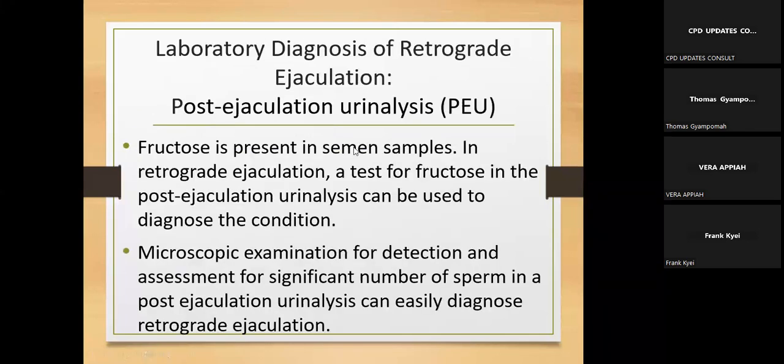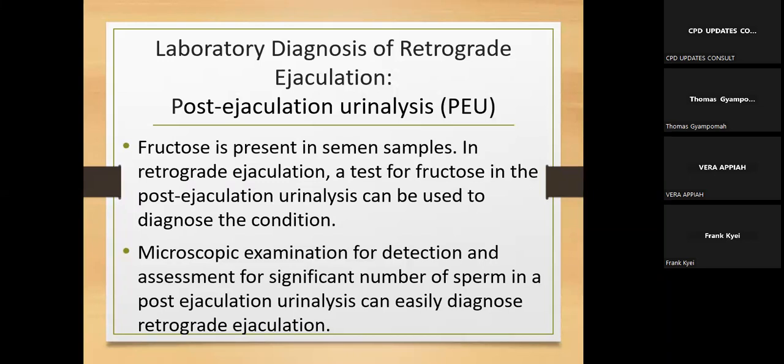All right. Then this is the area which we must take very good note of: laboratory diagnosis of retrograde ejaculation. All that we said above will give you a suspicion. The suspicion can come from the clinician, and can even come from an experienced laboratory scientist. Especially with this knowledge, you can easily suspect somebody of retrograde ejaculation, or you may want to recommend that the patient be investigated for retrograde ejaculation.